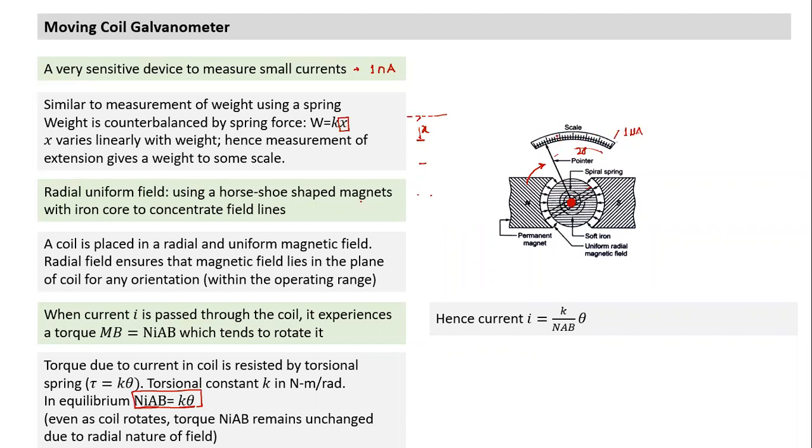So once I mark the reading for a particular value of current, later on I can have graduation which is uniform, a linear kind of graduation. All graduations are equally spaced, and we can have the marking done on the dial, and that's how it works. So current is directly proportional to theta, and we call something called sensitivity. Let's try to understand sensitivity. Sensitivity is angular displacement per unit current, theta by I. Then we'll try to understand what this implies. Sensitivity is equal to NAB by K.